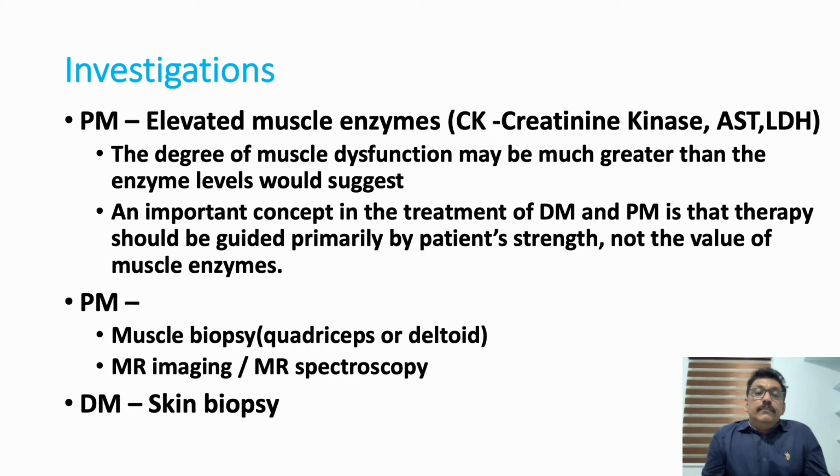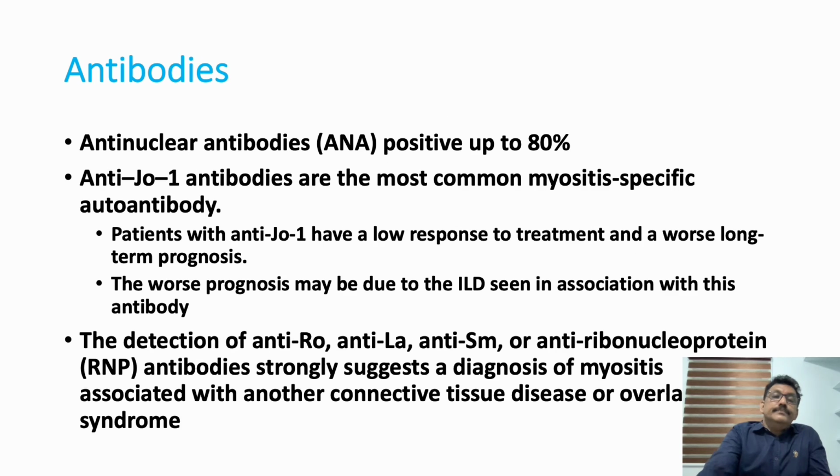Then once you make a diagnosis with the history of generalized weakness, muscle tenderness, muscle pain, proximal muscle weakness, we will do CK. CK can be classically elevated. Sometimes serum creatinine also can be elevated because rhabdomyolysis can produce renal failure. Once you make a clinical diagnosis of polymyositis, we can do muscle biopsy. It can be done from quadriceps or deltoids. So that is very important. We can do muscle biopsy also. In dermatomyositis, we will have to do skin biopsy.